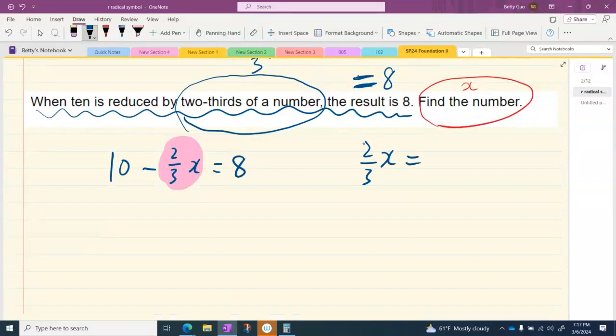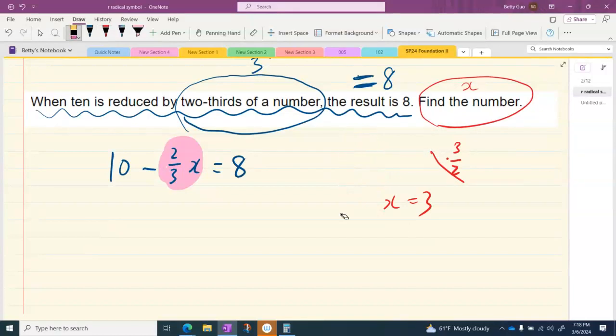So it means the pink part equals 2, right? You see that? And then you multiply each side by 3/2. Cancel, cancel. You have x equals 3, right? That is one method.